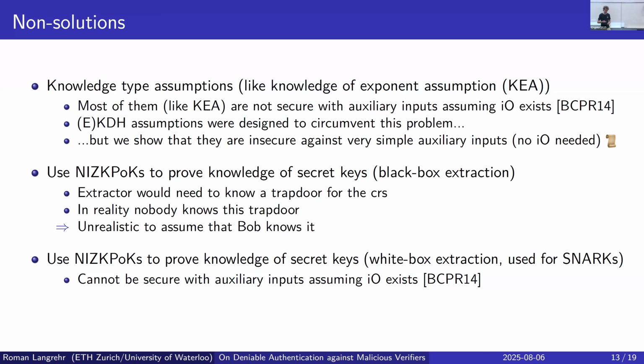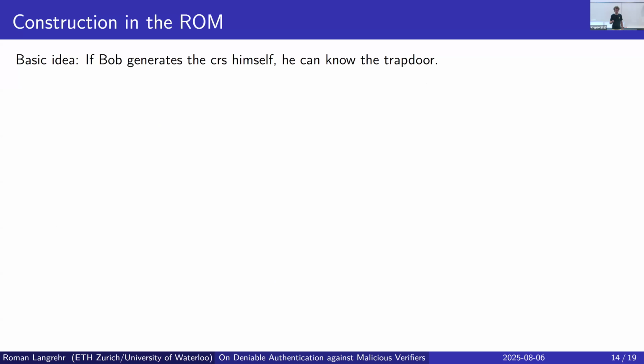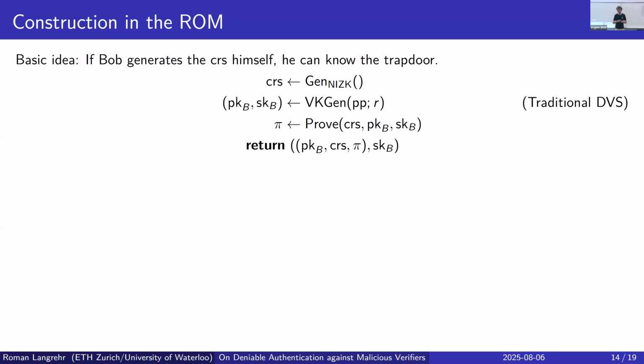So our idea for our random oracle construction was to use the construction that's shown here in the middle, so to use a NISIC POC with black box extraction. And our basic idea was, well, if Bob generates the CRS himself, instead of having a global CRS, then it's realistic to assume that he can know the trapdoor. So naively, what we could do is, Bob generates his public key as follows. He first generates a CRS, then generates a key pair for a traditional DVS, and then a proof that he knows the secret key.